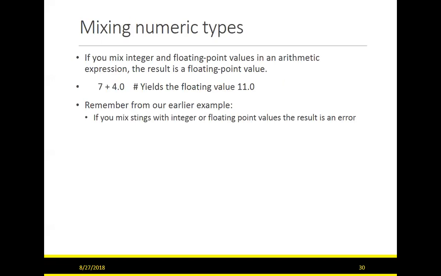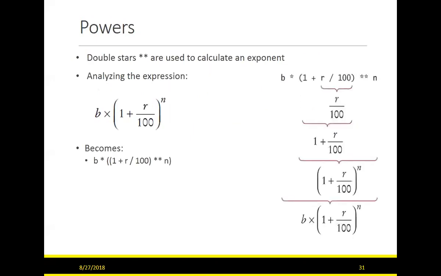All right. So, mixing numerics. When we add an integer to a float or a double, it goes to the larger data type. So 7 plus 4.0 gives us 11.0. Now 7 plus 4 will give us 11, but since one of the operands is a float, it automatically typecasts itself into the largest data type. Easy enough there.